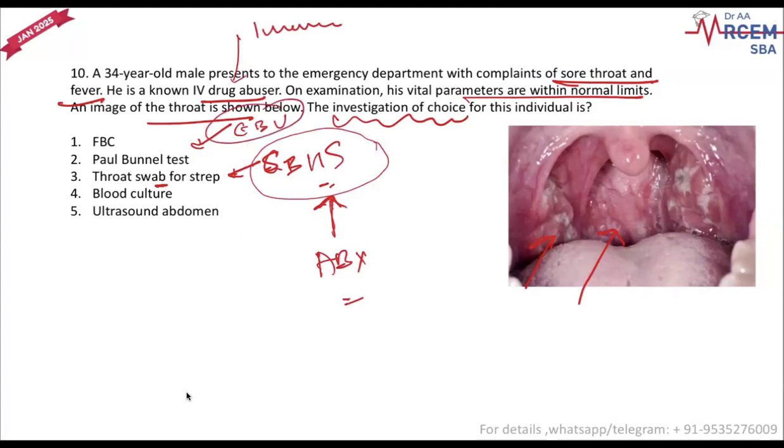If you get the Paul Bunnell's test for EBV done, and if it is positive, you just make a diagnosis. Still, it remains a symptomatic treatment. The treatment will not change. For that reason, we recommend you to choose the third one over the Paul Bunnell's test.